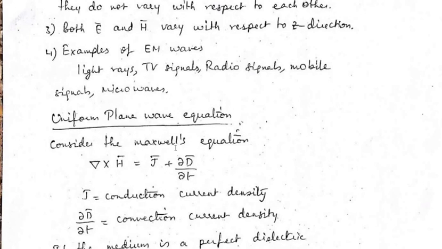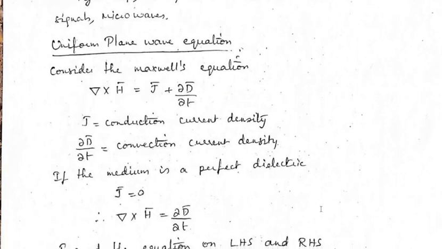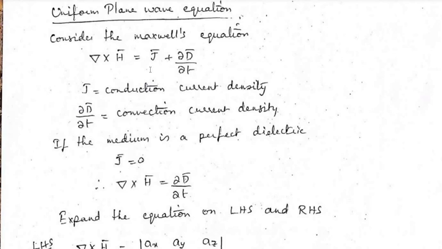First we'll derive the expression for the uniform plane wave equation. Here we need to start with Maxwell's equation. This is one of Maxwell's equations: del cross H is equal to J plus dou D by dou T. Here J is the conduction current density and dou D by dou T is the displacement current density. Now in a perfect dielectric there is no conduction current density, so this J term will be equal to 0. So in place of J, if we substitute 0, we can write this as del cross H is equal to dou D by dou T.